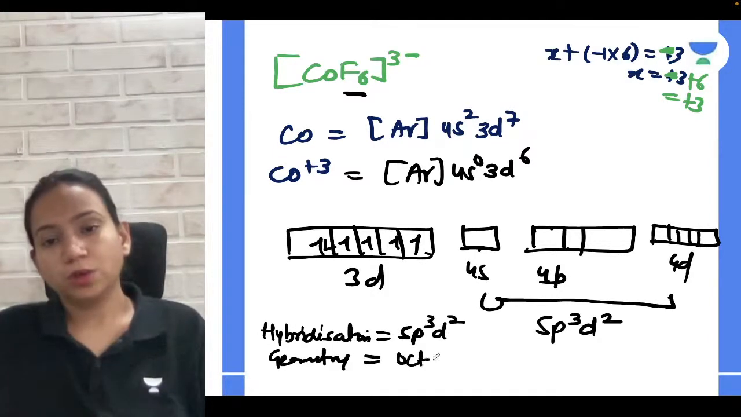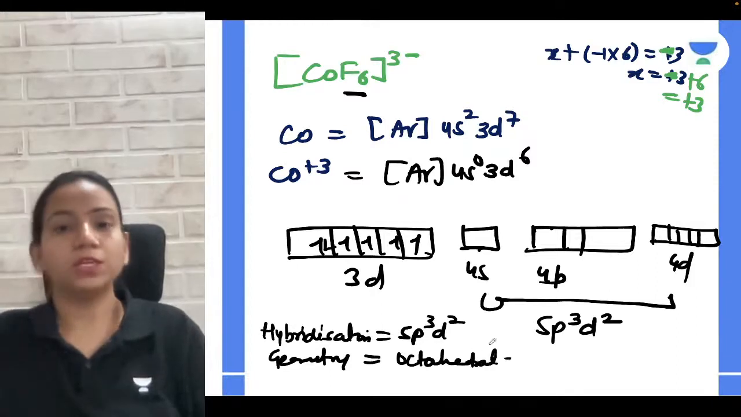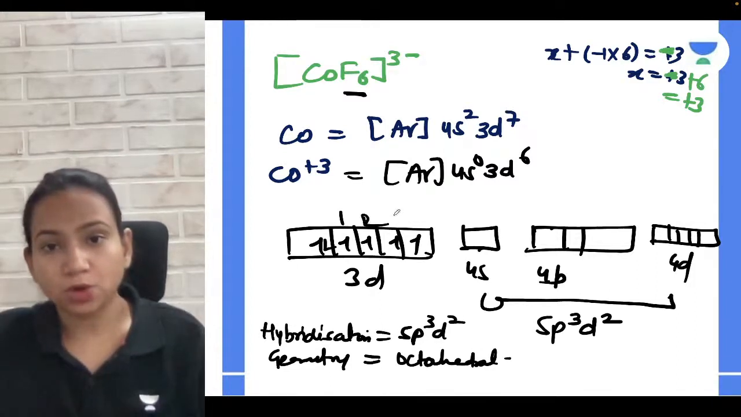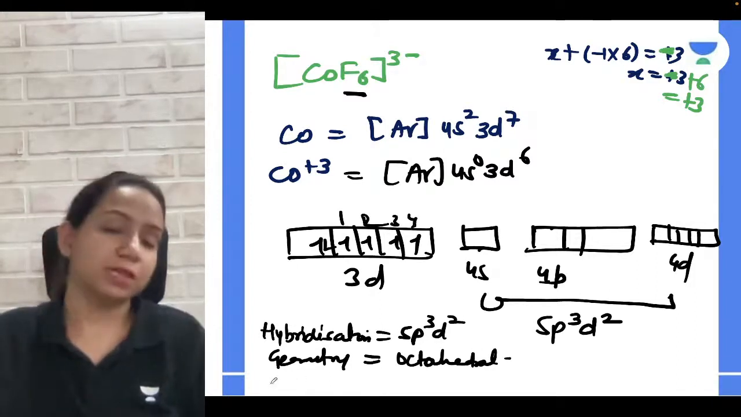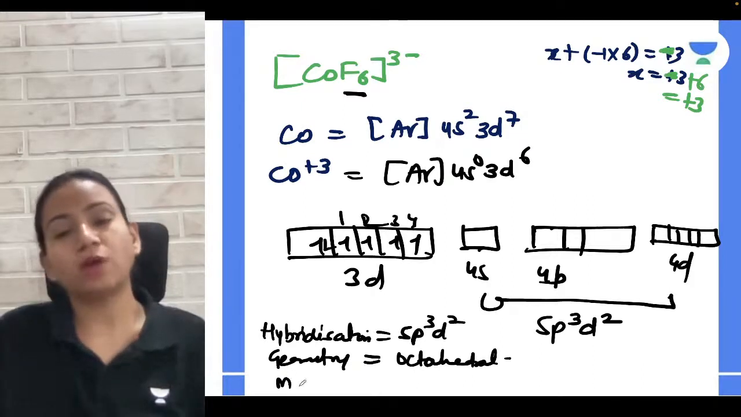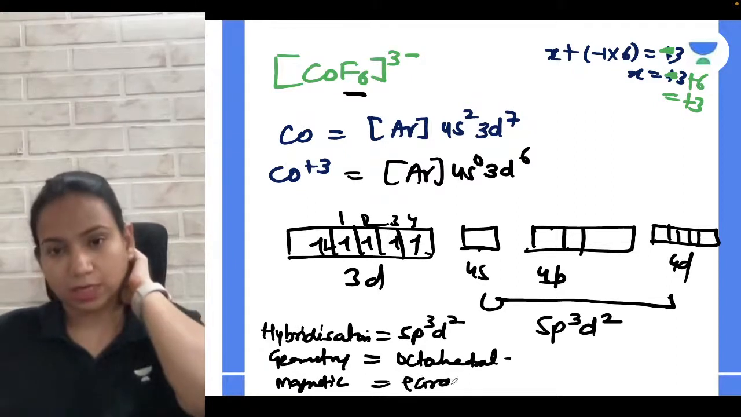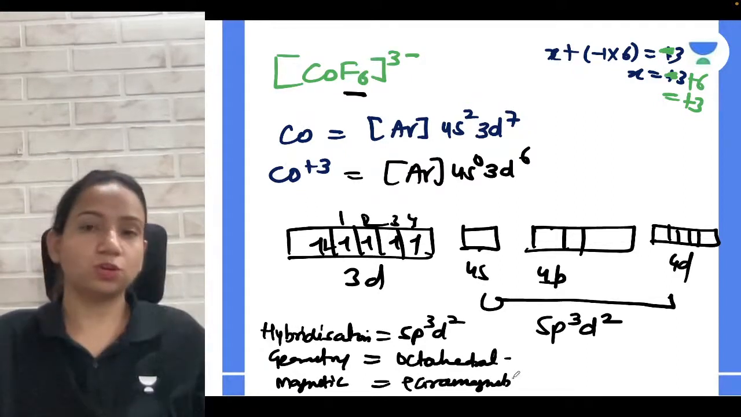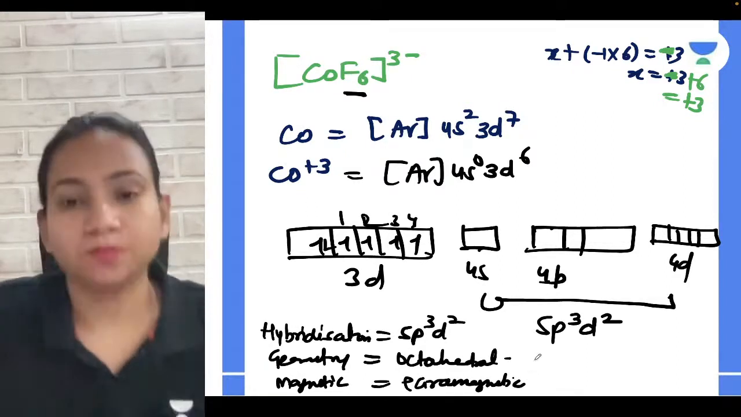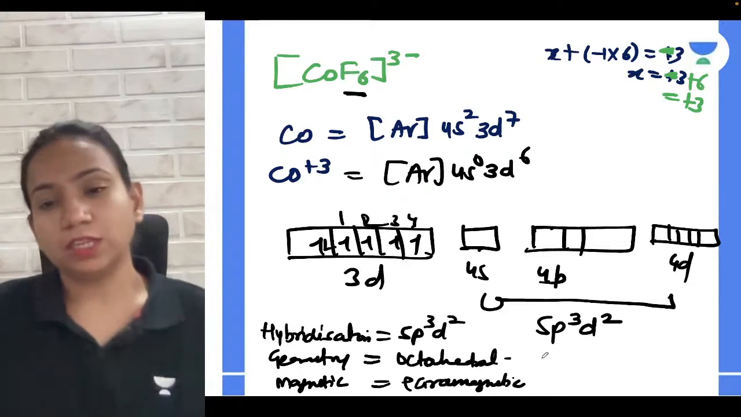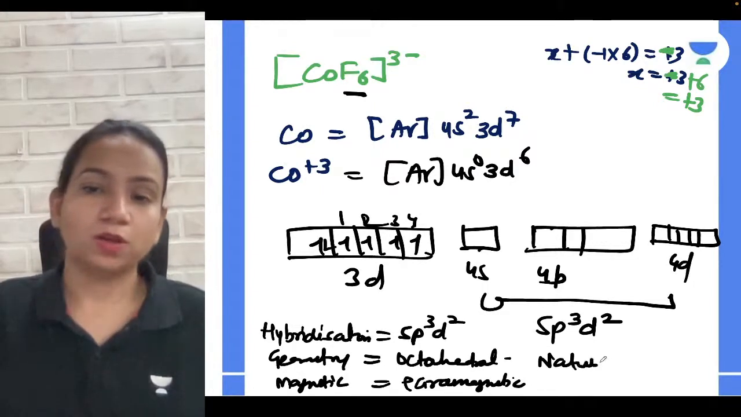Magnetic character: because there are unpaired electrons, how many? 4 unpaired electrons. So it is paramagnetic. If you have even one unpaired electron, it is still paramagnetic. The more unpaired electrons, the more paramagnetic the character. And the nature of the complex will be outer orbital.